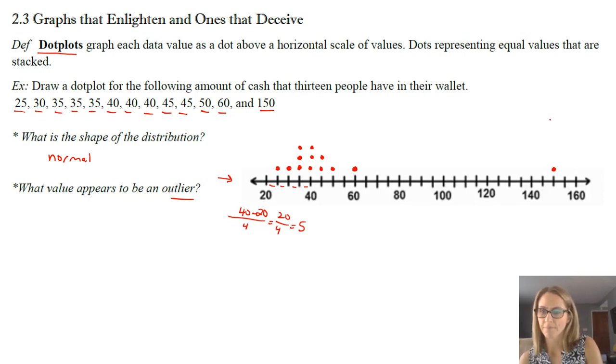So we have one of those. It is the person who had $150 in their wallet. And so we consider that value an outlier. Everything else, the 60 would not be an outlier. It's still close enough to the rest of the data values, but that 150 is way out there. So notice that without that outlier, your data really looks normal. And sometimes we will get rid of outliers in order to do certain things with data.